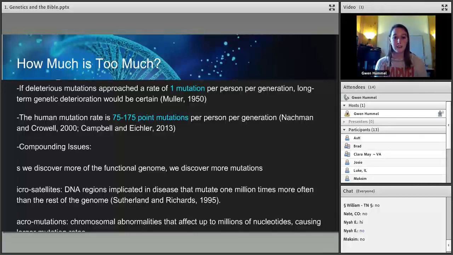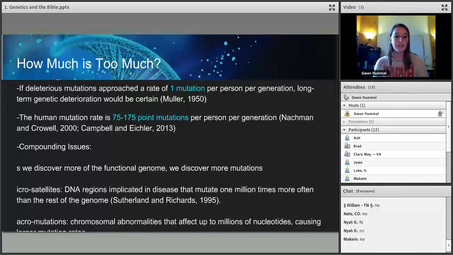And this also has a lot of compounding issues. So we see a lot of problems with, as we discover more of the functional genome, we discover more mutations. So again, we're looking at the genome, and sometimes we don't know what genes do. Sometimes we don't know what things are actually for. And so as we figure out more of what the genome does, we realize that there are actually more mutations in the functions of those genes.